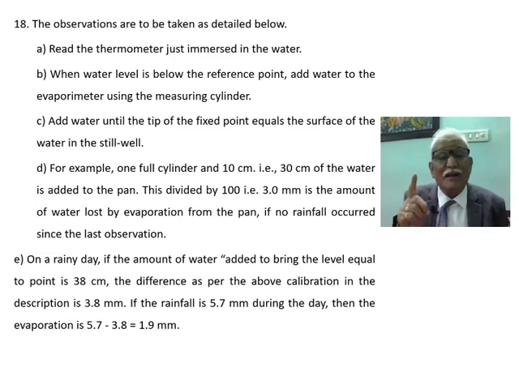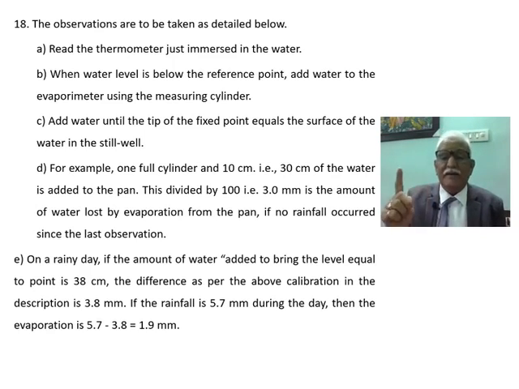Add the water until the tip of the fixed point equals the surface of the water in the still well. So, for example, one full cylinder and 10 centimeters. That is 30 centimeters of water added to the pan.